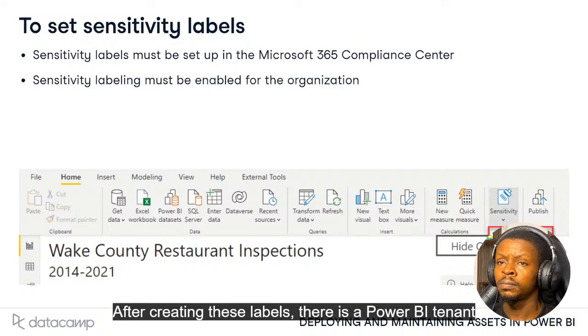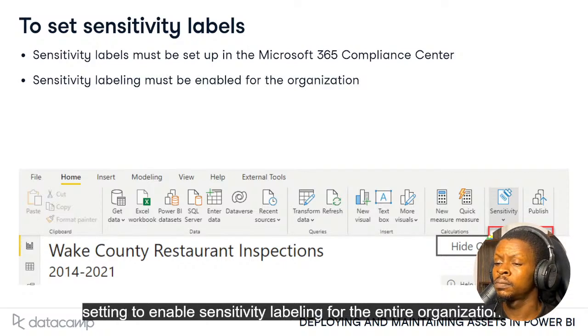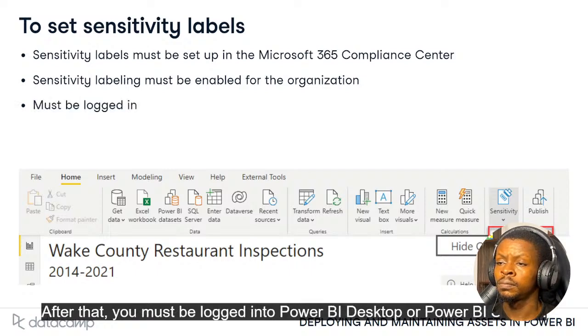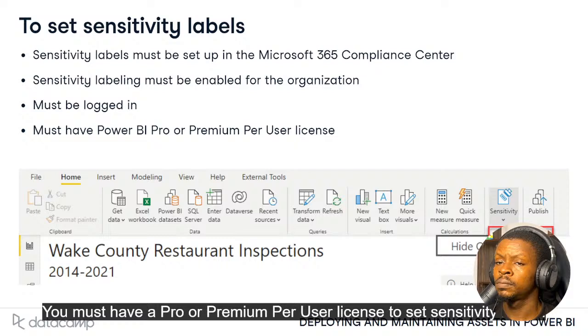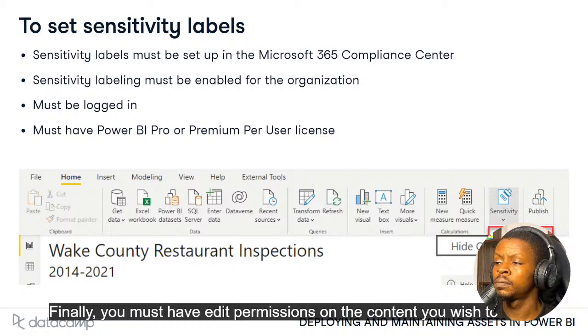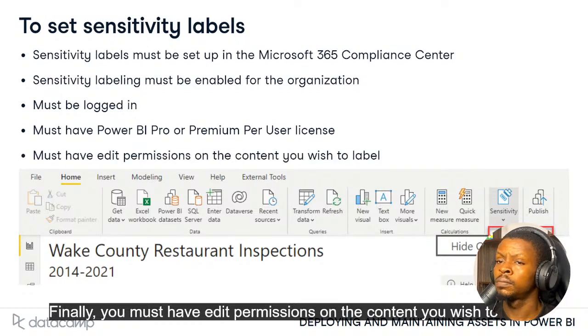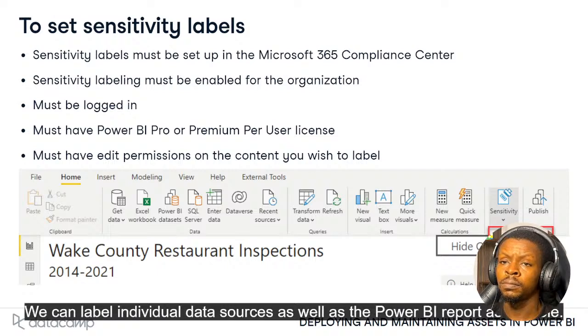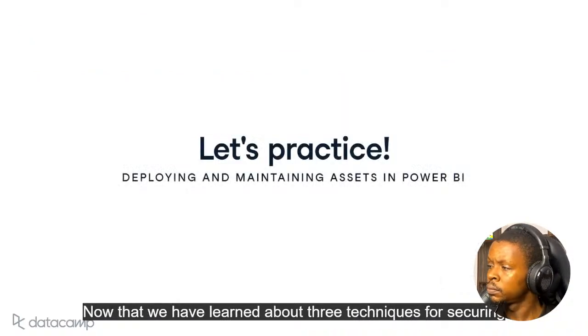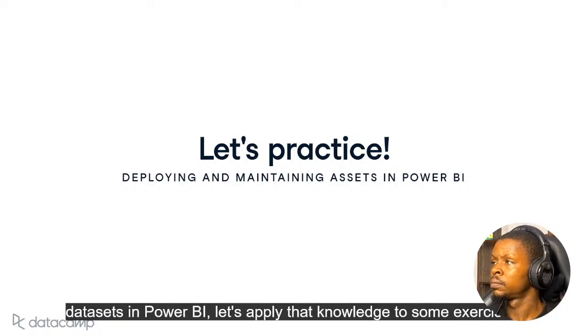After creating these labels, there is a Power BI tenant setting to enable sensitivity labeling for the entire organization. After that, you must be logged into Power BI Desktop or Power BI Service. You must have a Pro or Premium per user license to set sensitivity labels. Finally, you must have edit permissions on the content you wish to label. We can label individual data sources as well as the Power BI report as a whole.